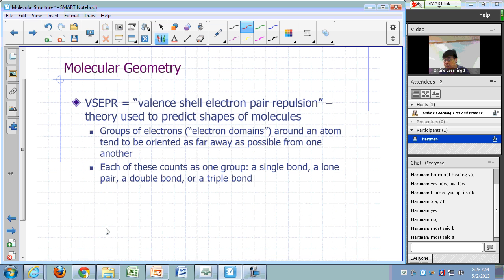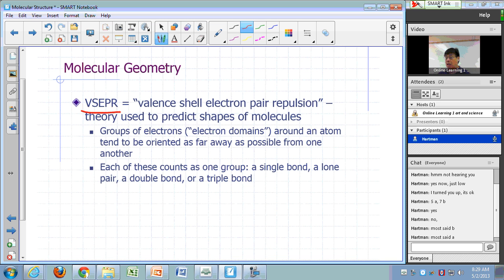Molecular geometry deals with shapes of molecules, and we use a theory known as VSEPR, valence shell electron pair repulsion theory, to predict shapes of molecules. So when we draw the Lewis structure, all we're really showing is how the valence electrons could be distributed among the atoms of a molecule. Now, you should not take those literally as the actual shape of the molecule.